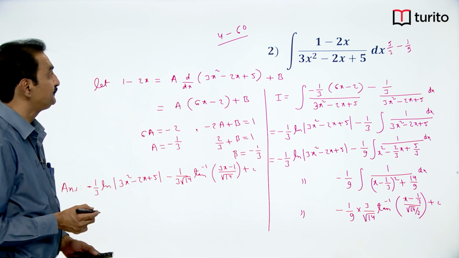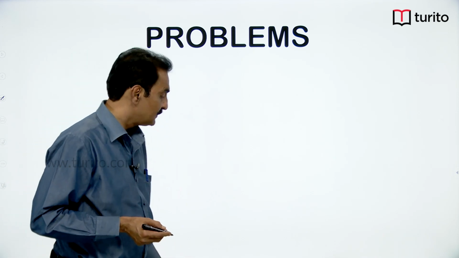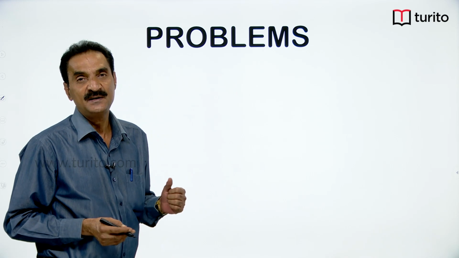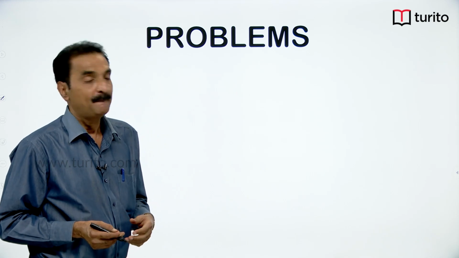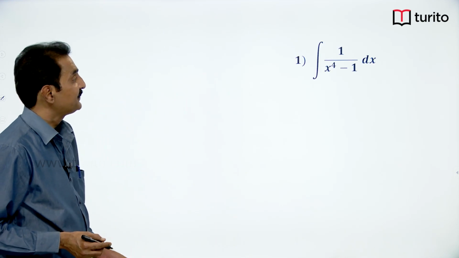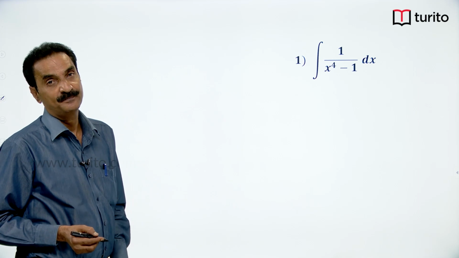Next, now we are going to solve problems on all the methods that we have discussed yesterday and today. Okay. First question, integral 1 by x power 4 minus 1.